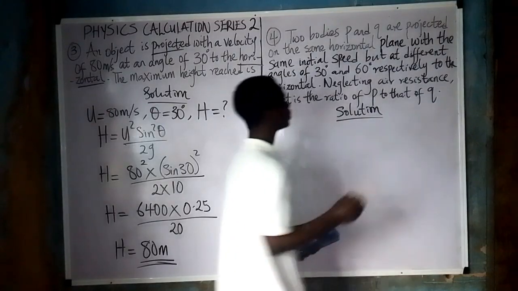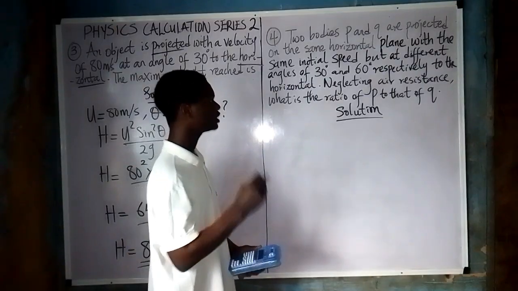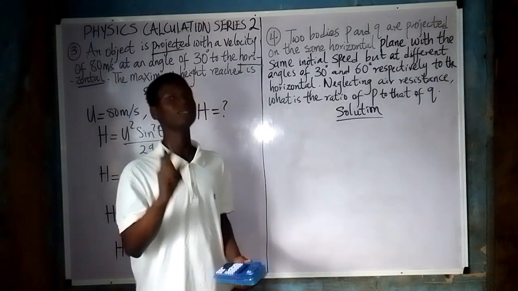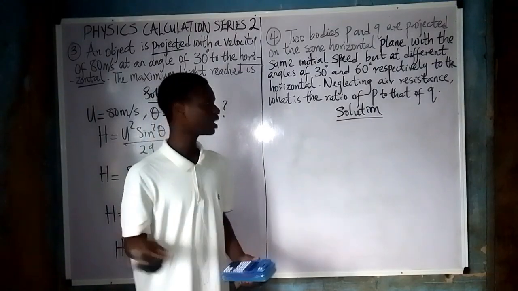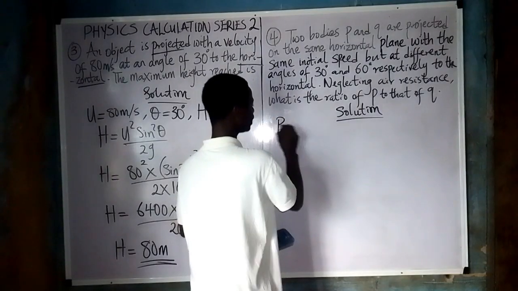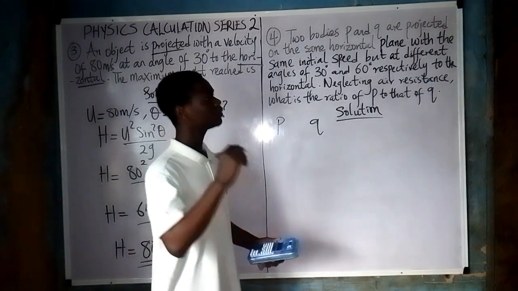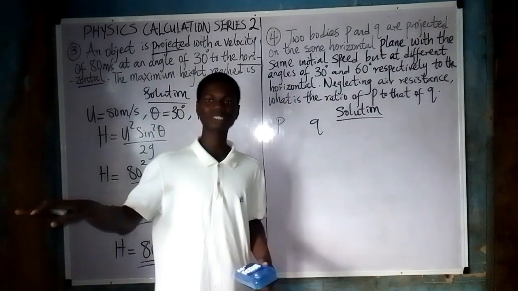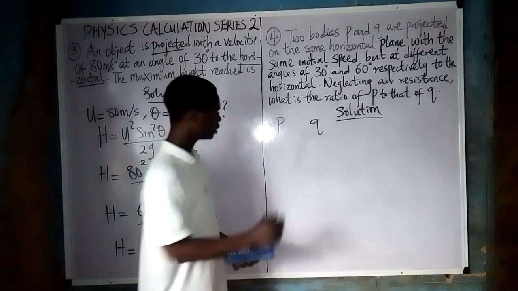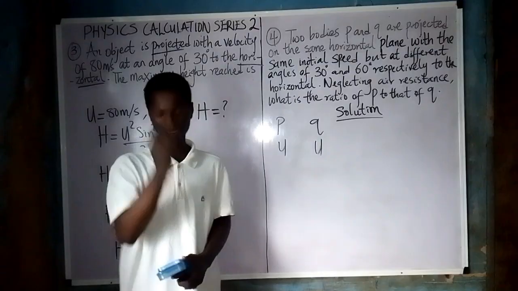So let's read the question. Two bodies, P and Q, are projected on the same horizontal plane with the same initial speed. So let's start deriving what was given in this question. We have P and we have Q. They said they were projected on the same horizontal plane with the same initial speed. That is, U for P is the same as U for Q. They have the same initial speed.